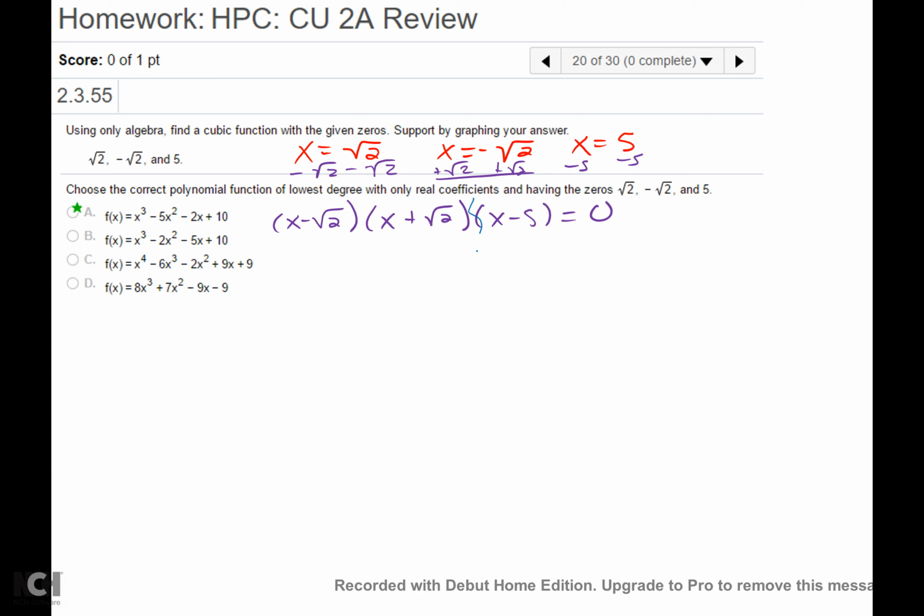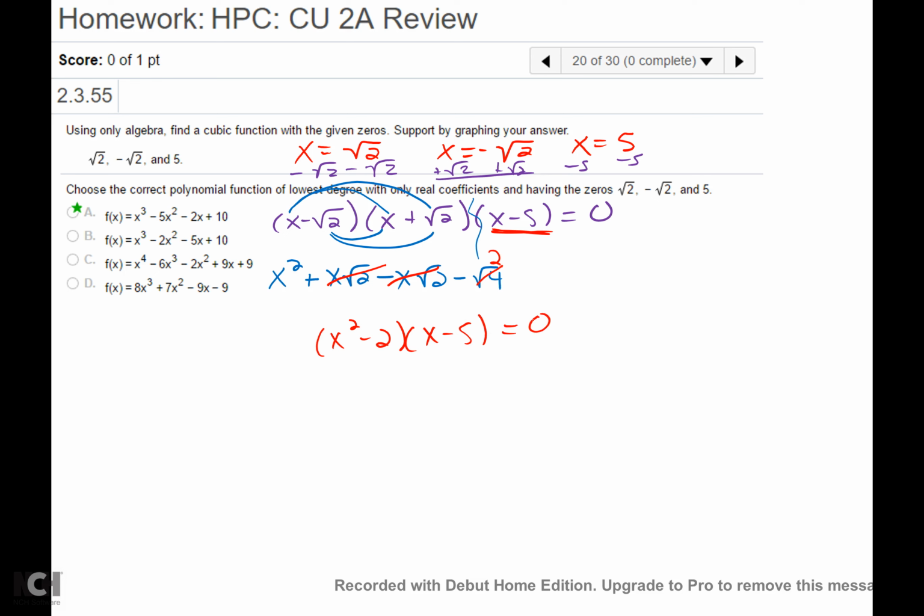So 2 at a time. I'm just going to take these two and FOIL them out. x times x is x squared. That's going to be a positive x square root of 2. That's going to be a negative x square root of 2. And that's going to be a negative square root of 4. If I clean this up, these cancel each other out, and the square root of 4 turns into 2. So I end up with x squared minus 2. So don't forget, times the x minus 5.